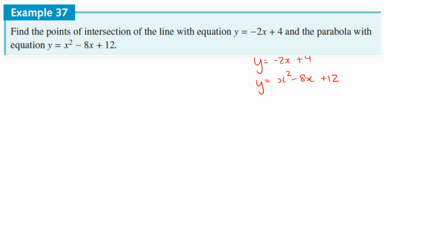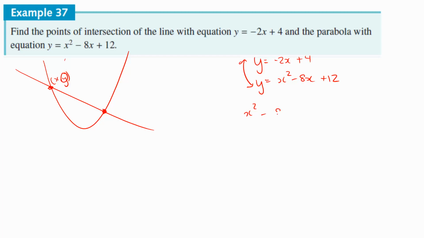Does that make sense? Because at the point of intersection, they have the same x and y coordinates. Because they have the same x and y coordinates, you can say the y coordinates must be the same too. So think about it: you have a parabola and you have a straight line. If they do intersect, I'm not saying they do, but if they do, they should have the same x and y coordinates. Now, if they have the same y coordinates, I can say that x squared minus 8x plus 12 has to also be the same as negative 2x plus 4.